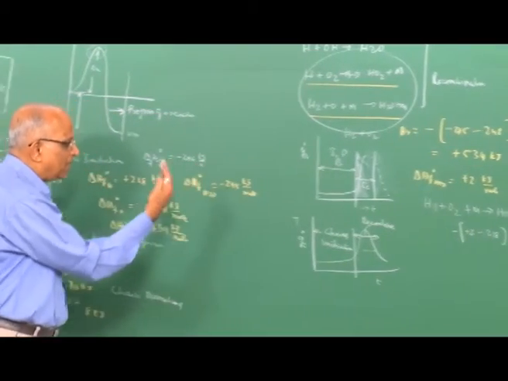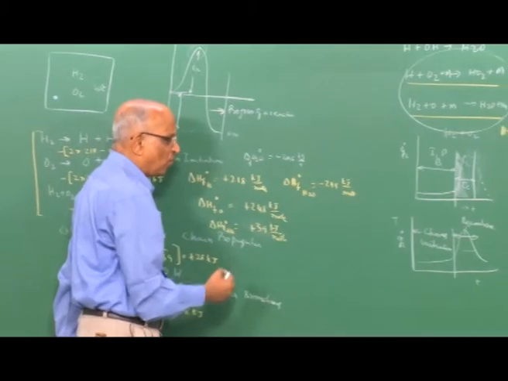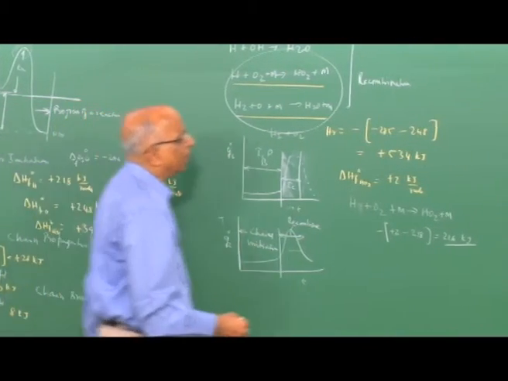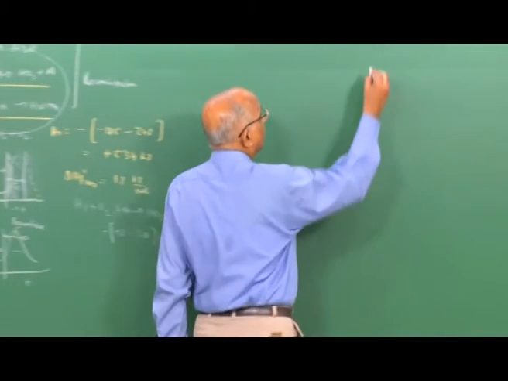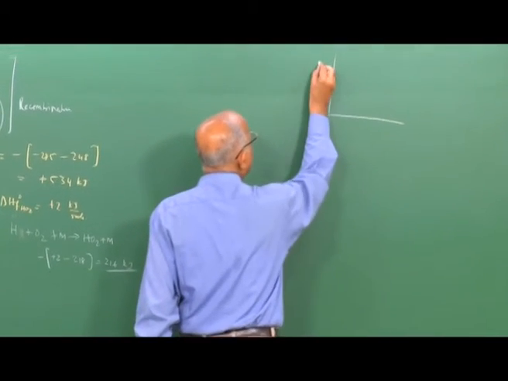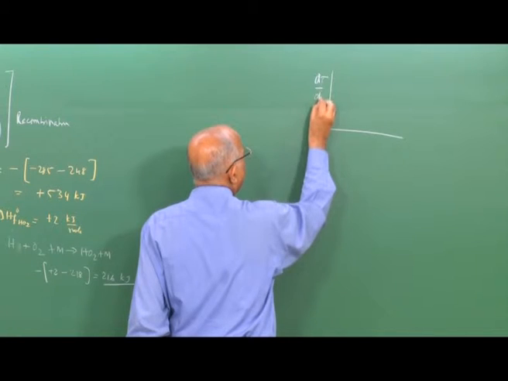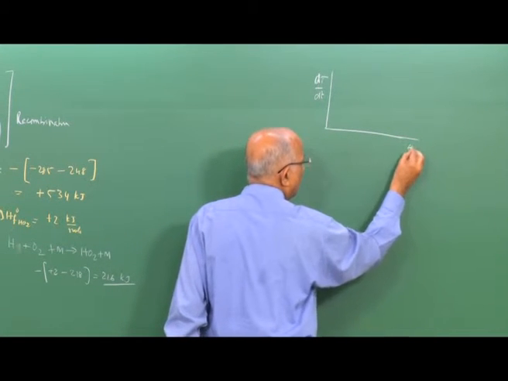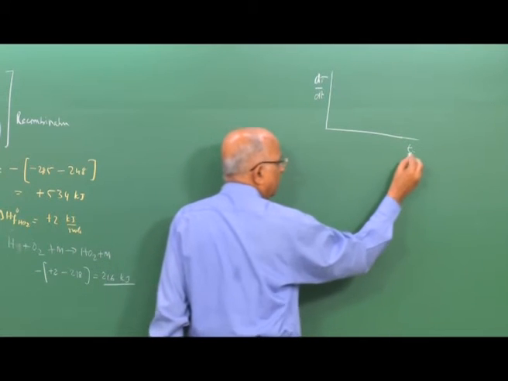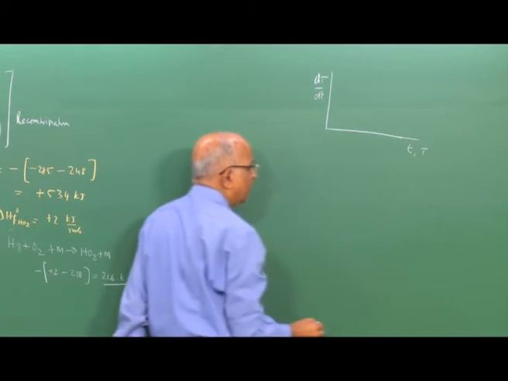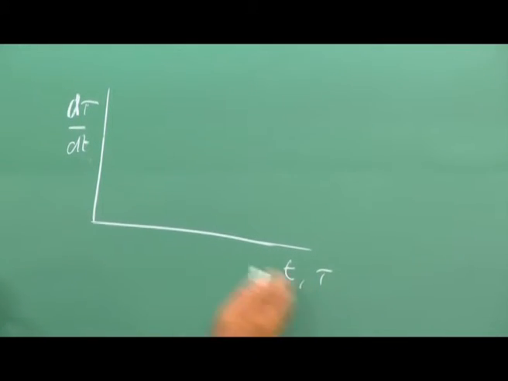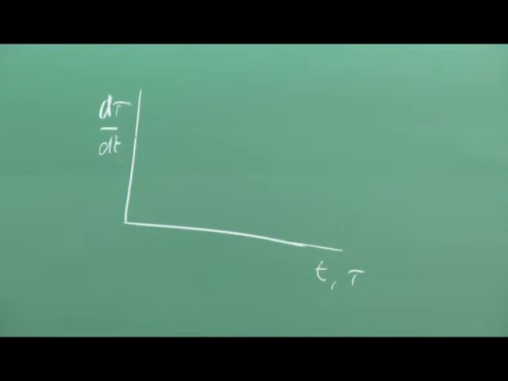But to be clear on what little we have been doing so far, let us put it together in a plot. The last plot could be as a function of dT by dt, that is the rate of temperature rise, worked out as a function of time, which means as a function of the temperature itself, because we said as time increases the temperature increases. I want to take a look at this.